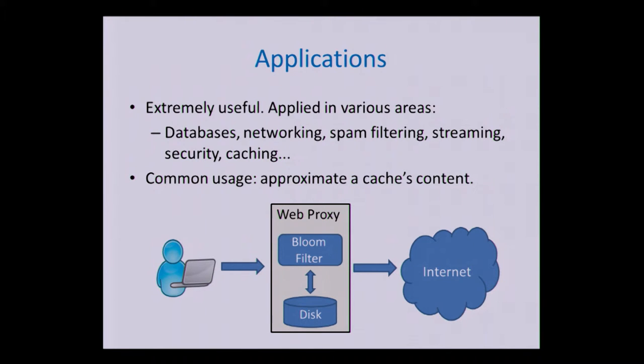The web proxy first checks the Bloom filter to see if it has the page in the cache. If the Bloom filter says no, it goes straight to the internet. And if it says yes, only then do we go to the disk. A mistake, what's called a false positive by the Bloom filter, means it says yes, and the web proxy goes to the disk and then sees that it actually doesn't have this page. But this will happen only once in a while, not on every query.